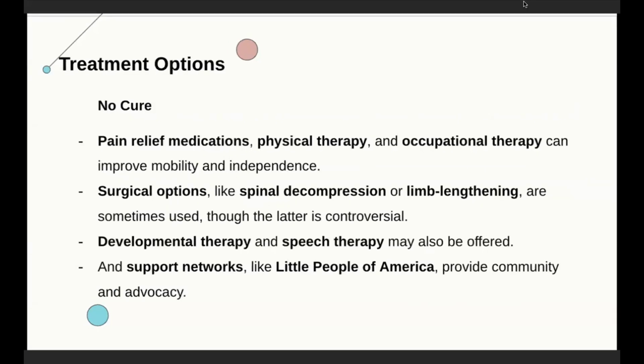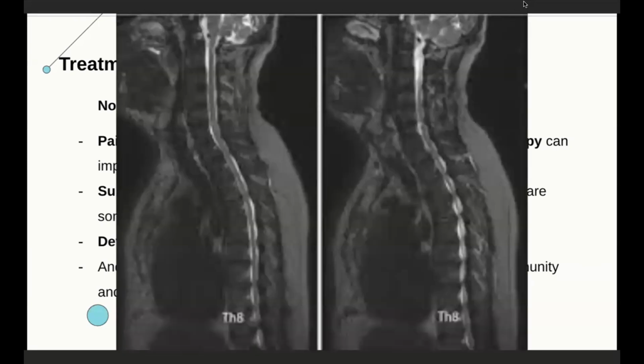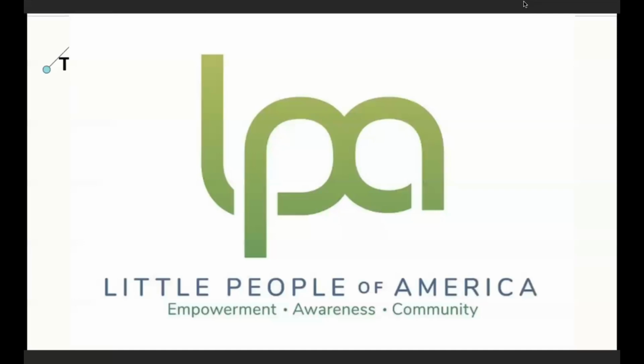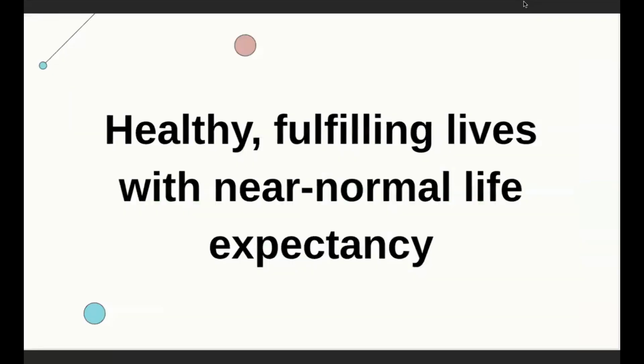Treatment options. There is no cure, but several treatments help manage symptoms. Pain relief medications, physical therapy, and occupational therapy can improve mobility and independence. Surgical options like spinal decompression or limb lengthening are sometimes used, though it is controversial. Developmental therapy and speech therapy may also be offered. And support networks like Little People of America provide community and advocacy.